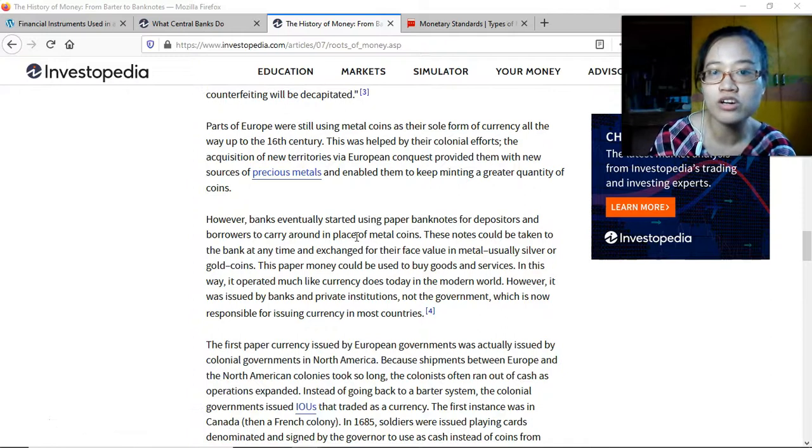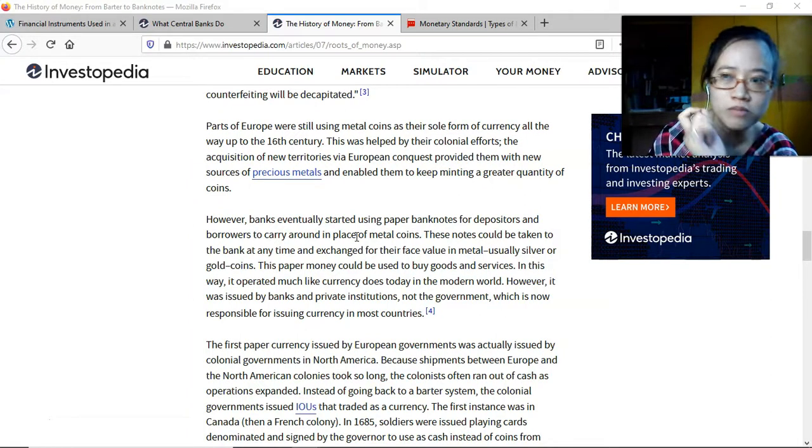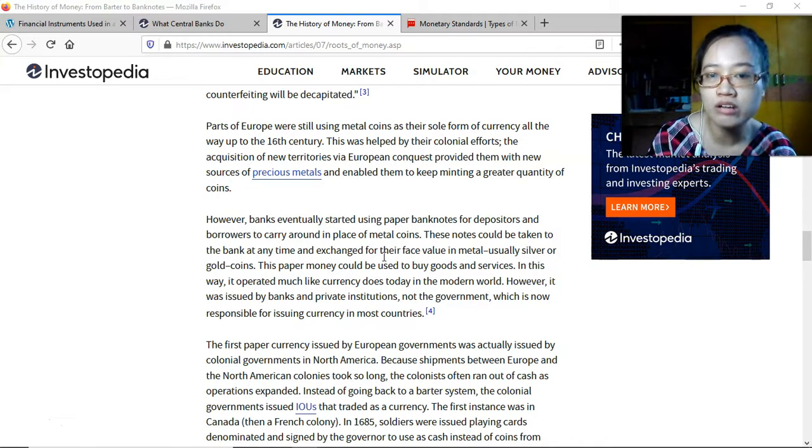However, banks eventually started using paper banknotes, much more convenient for depositors and borrowers to carry around in place of metal coins because they are heavy. These notes could be taken to the bank at any time and exchanged for their face value in metal, usually silver or gold coins, because these were monetary standards before, right? We'll discuss that in a separate video.